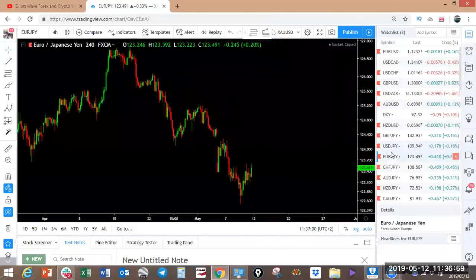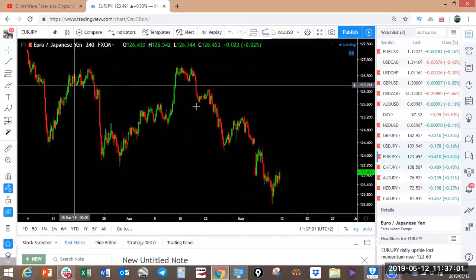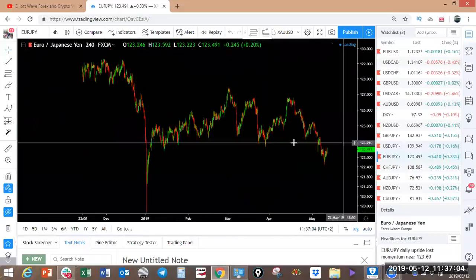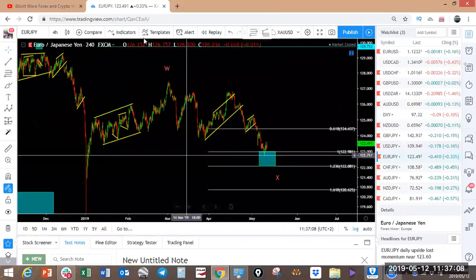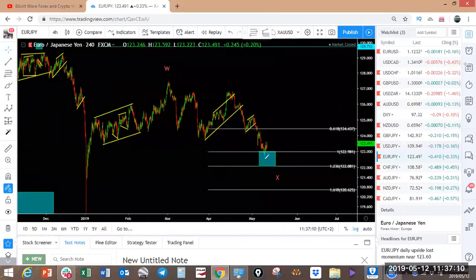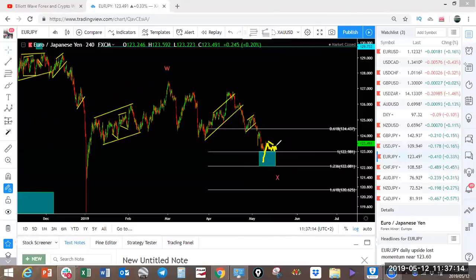Okay, Euro Yen. Let's have a look. Euro Yen also in the blue box. Got a number of these playing out in the blue box. We've got the reversal here. Is this going to correct and push higher with the euro? Let's see how this plays out.